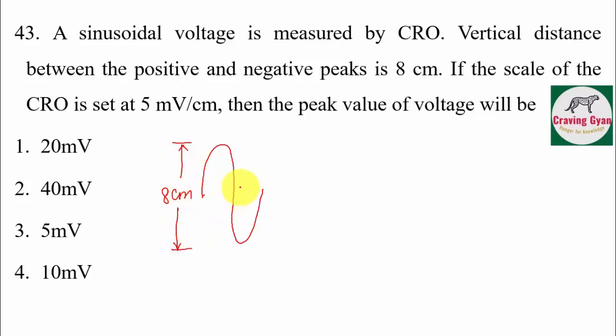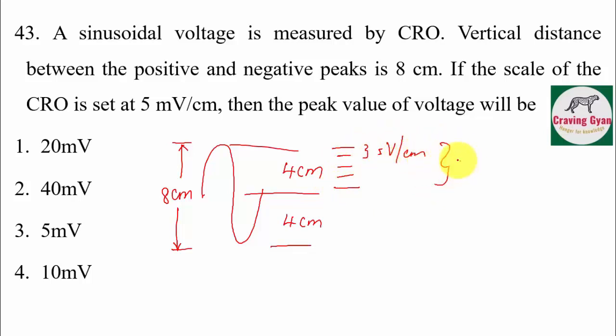Can I tell from positive peak to 0? It is 4 centimeter. And from 0 to negative peak, it is again 4 centimeter. What they are telling is each block corresponds to 5 volt per centimeter, nothing but the positive peak corresponds to 20 millivolt per centimeter, and the negative peak also corresponds to 20 millivolt per centimeter.